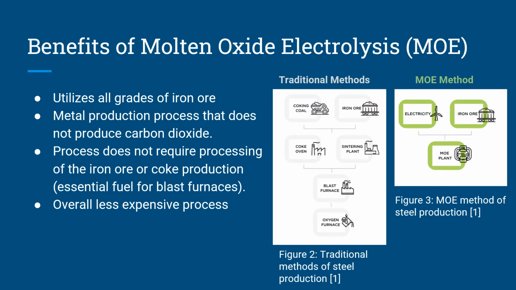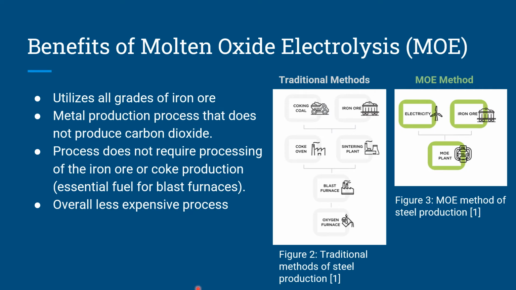So what are the benefits of MOE? This process uses all grades of iron ore, which means cheaper grades of iron ore can be utilized, unlike traditional methods of steel production that have to use high quality grades of iron ore, which are often very expensive. The MOE process does not produce any carbon dioxide, which is one of the main greenhouse gases that pollute our environment. Greenhouse gases are just gases in the atmosphere that trap heat.